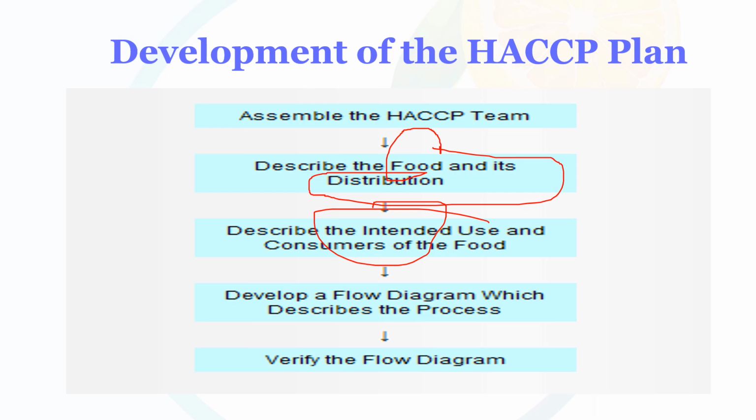Suppose we take toffee. Toffee is used for eating, for enjoying; children love to eat toffee, so that is the intended use. What is the intended use of the toffee? To eat, especially by children, as I told you. Then a flow diagram is made, including all the processes related to manufacturing of the toffee, and then the flow diagram is verified.